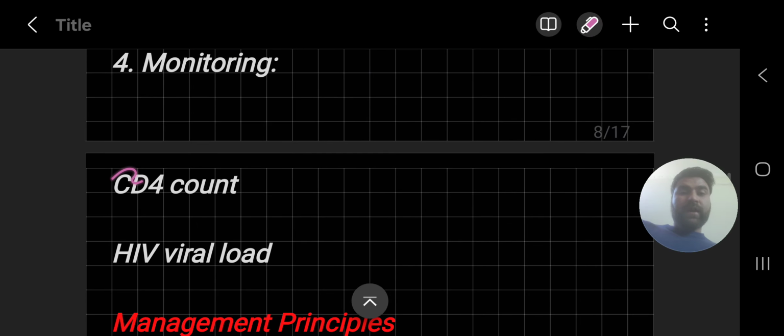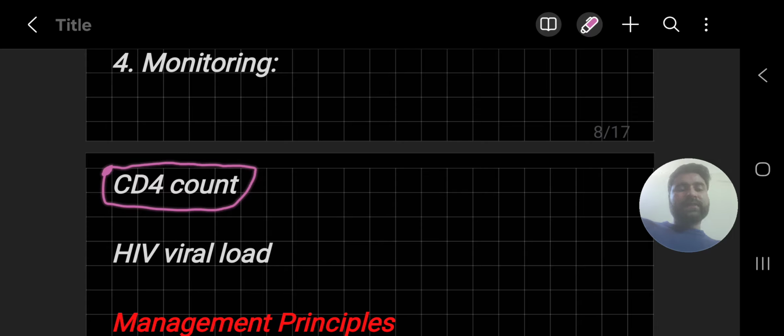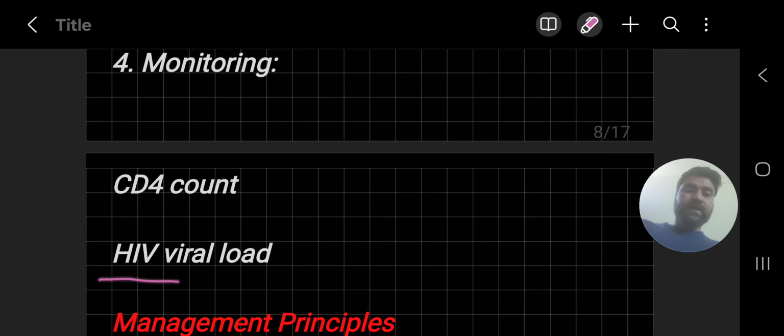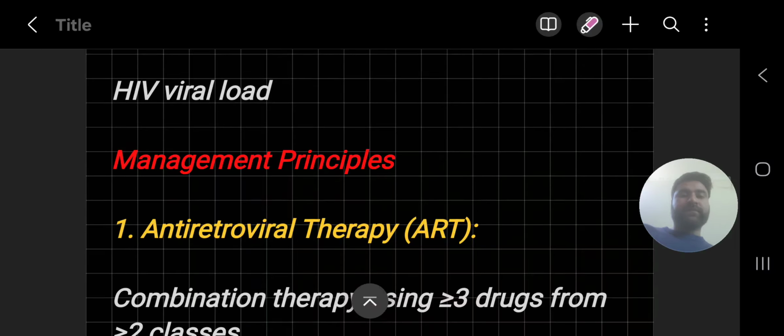Then monitoring. For monitoring, you have to monitor the CD4 count because this is important. If CD4 counts are low, you have a lot of chances of getting an opportunistic infection. Also, HIV viral load is important in monitoring the patient who has AIDS.